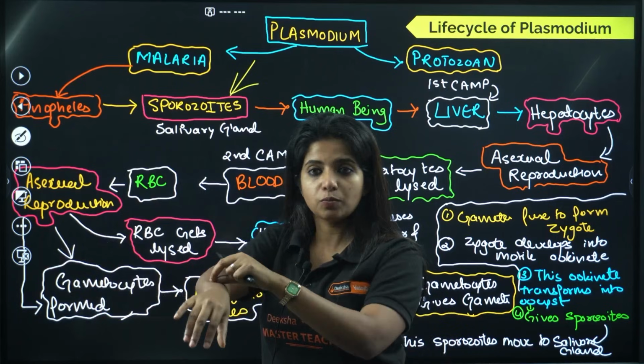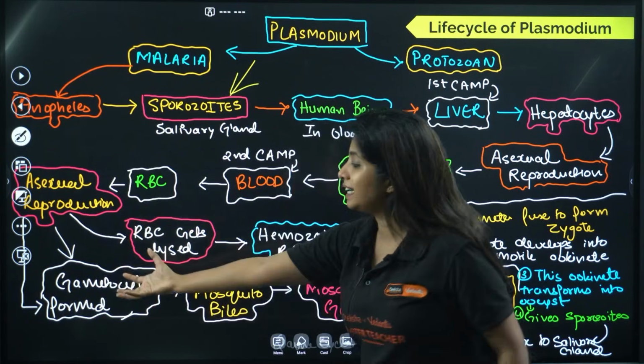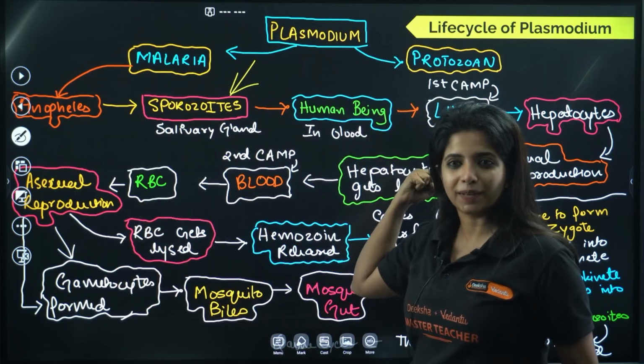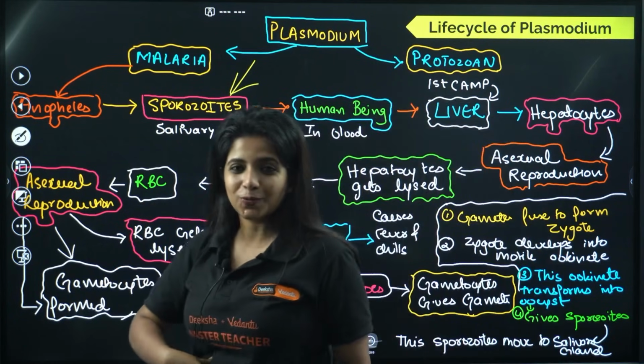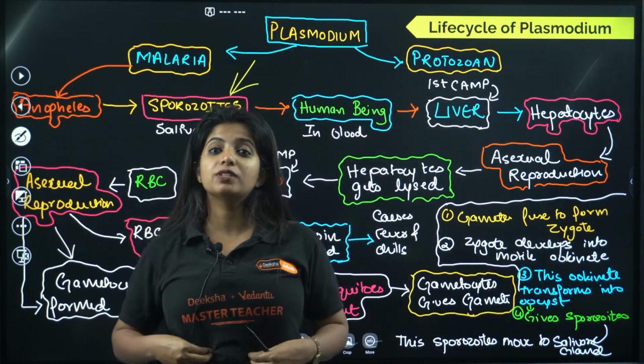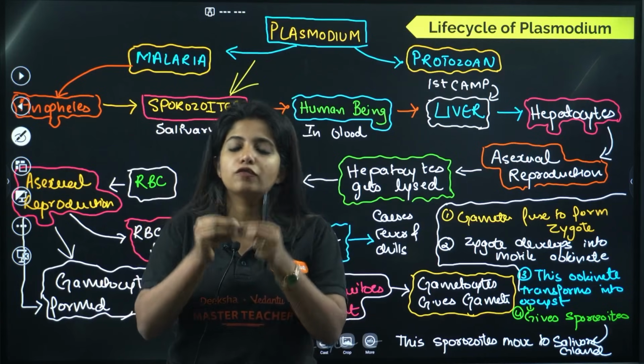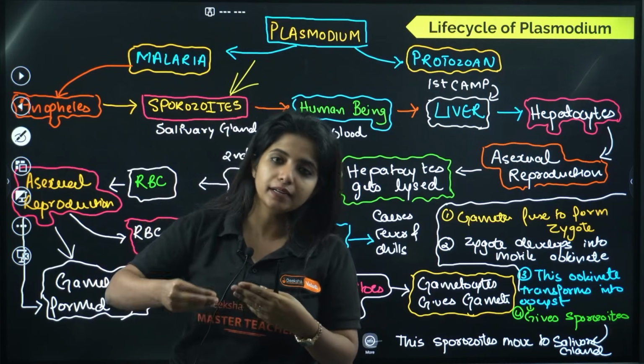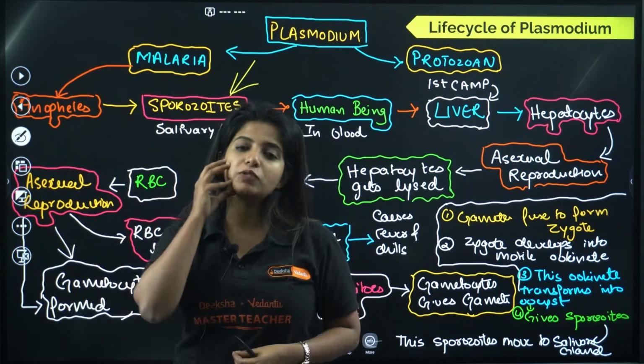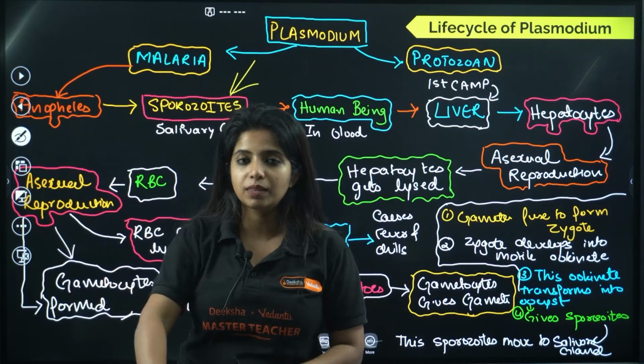Another Anopheles mosquito comes and drinks it. Basically, it takes the gametocytes within its body. Now within the gut of the mosquito, these gametocytes will form gametes. The gametes will fuse, and again the cycle will repeat. There will be a sporozoite stage which comes into the salivary gland, and the same thing happens.